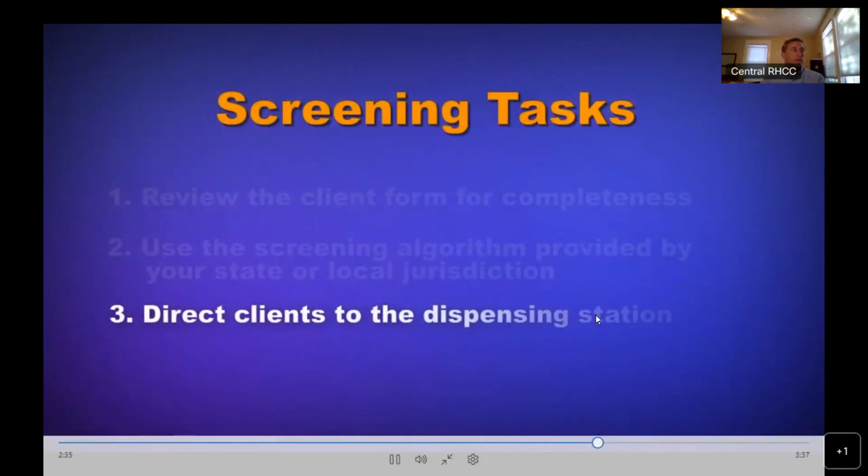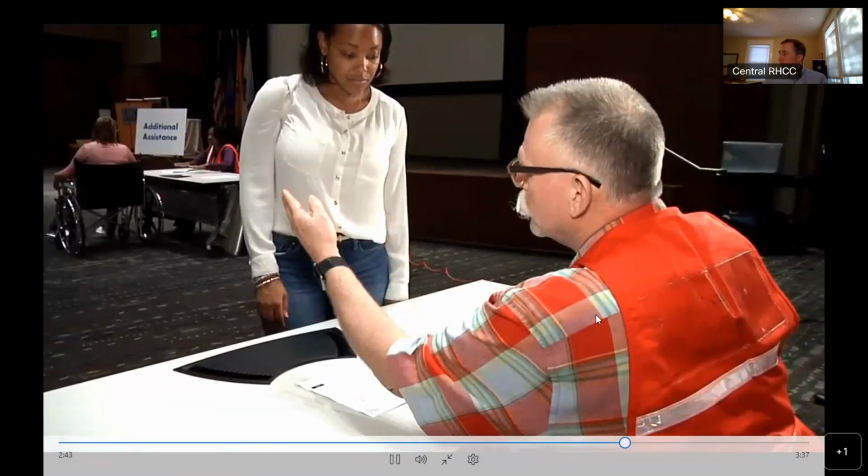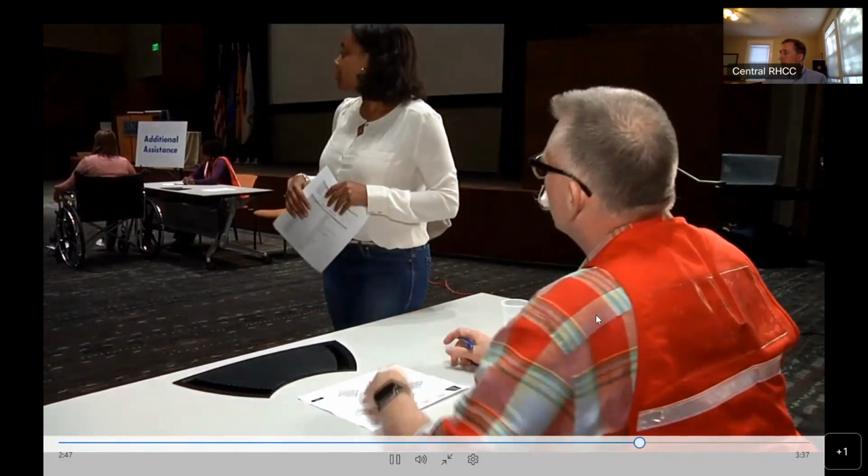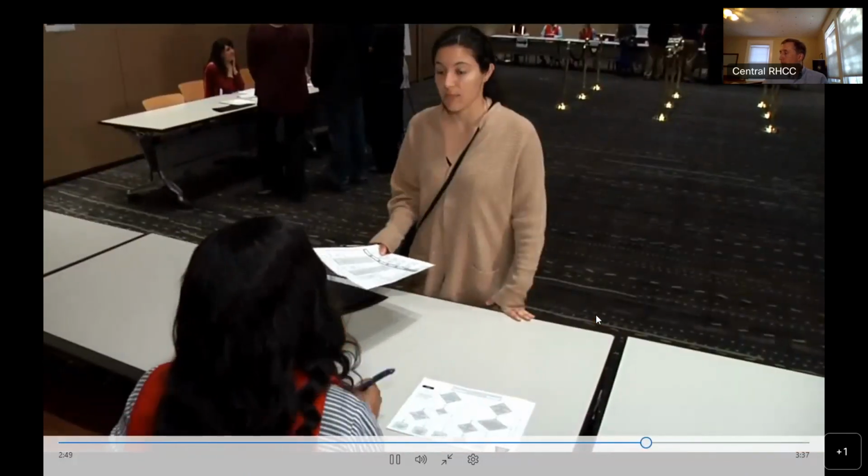Complex questions may need to be addressed by the screening team lead, supervisors, or other pod staff for further clarification and to prevent bottlenecks at the screening station. Task 3. Direct the clients to the dispensing area to receive MCMs and any relevant health information sheets. Depending on the MCM, screeners may direct clients to different dispensing stations within the pod instead of a single dispensing area.